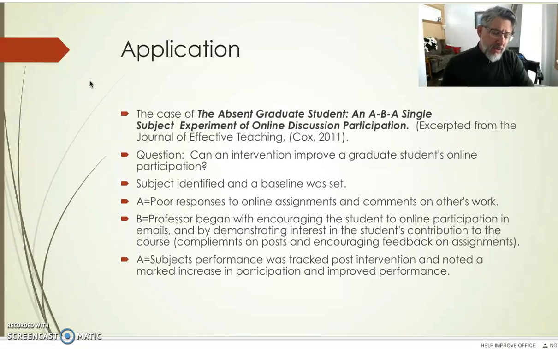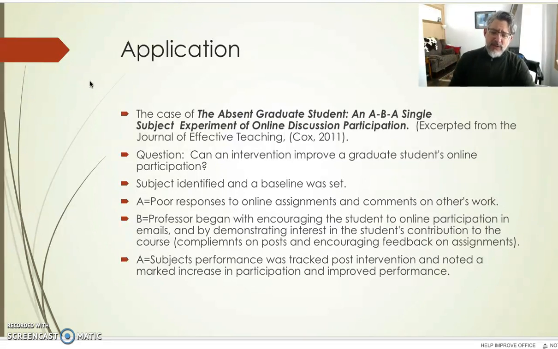So let's take a second and look at an example of an ABA design that's been put to use by Cox in 2011, excerpted from the Journal of Effective Teaching. The Absent Graduate Student: An ABA Single Subjects Experiment of Online Discussion Participation. The question that was established is, can an intervention improve a graduate student's online participation?